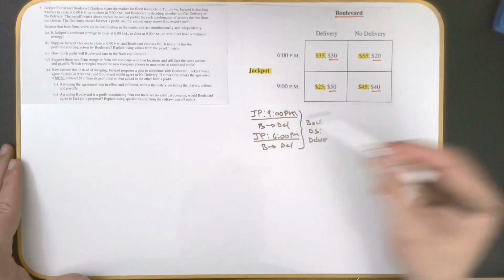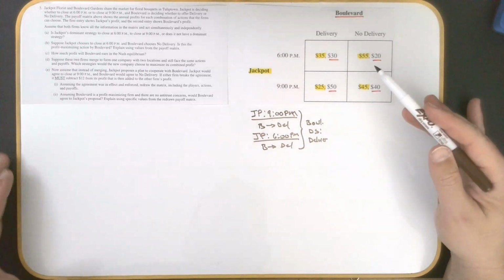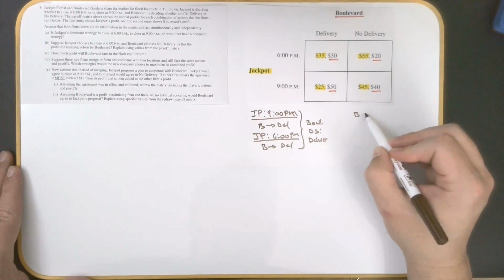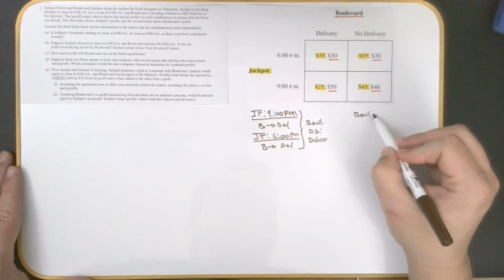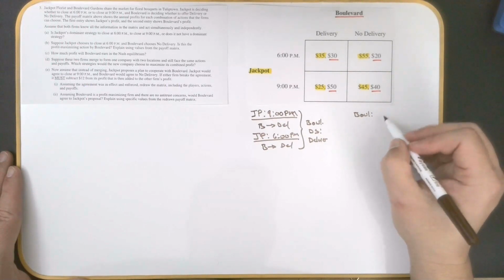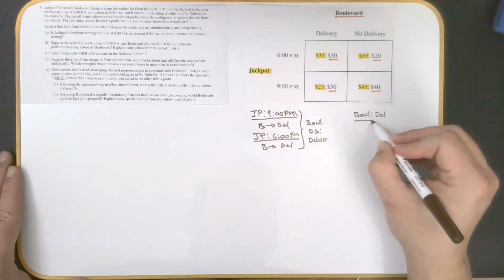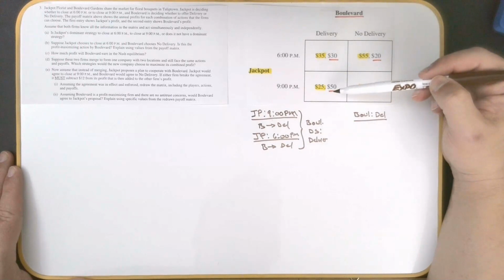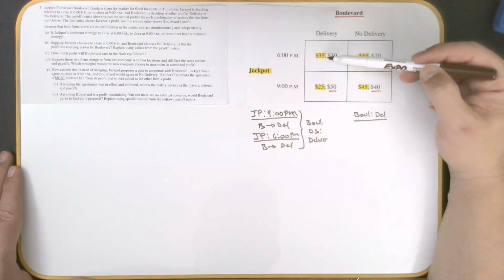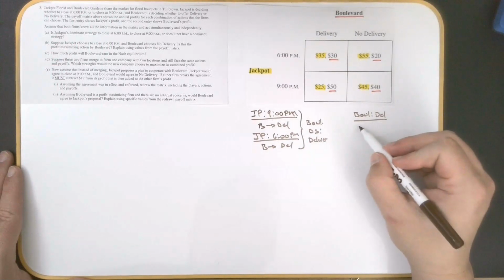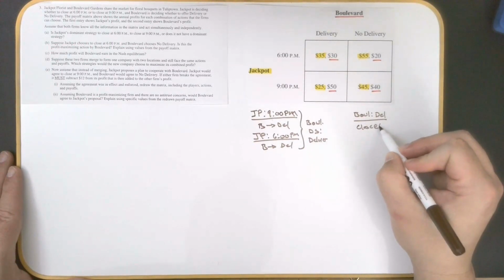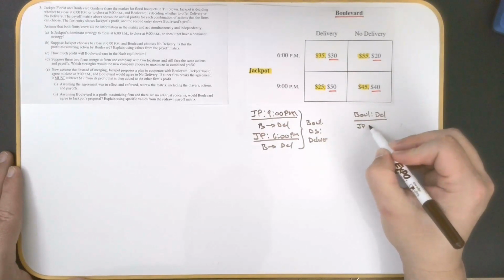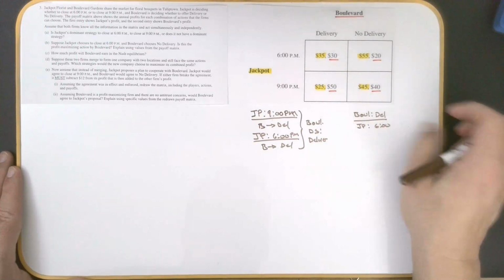Okay, well now let's see if Jackpot has a dominant strategy. We're going to force Boulevard to do something. So I'll scoot over a little bit here. Let's force Boulevard to deliver and see what's best for Jackpot. So Boulevard delivers, so we're looking at this column. What's better for Jackpot, 35 or 25? 35 is better, closing at 6. So they are going to close at 6. I'll put JP 6. Okay, that's better for them.